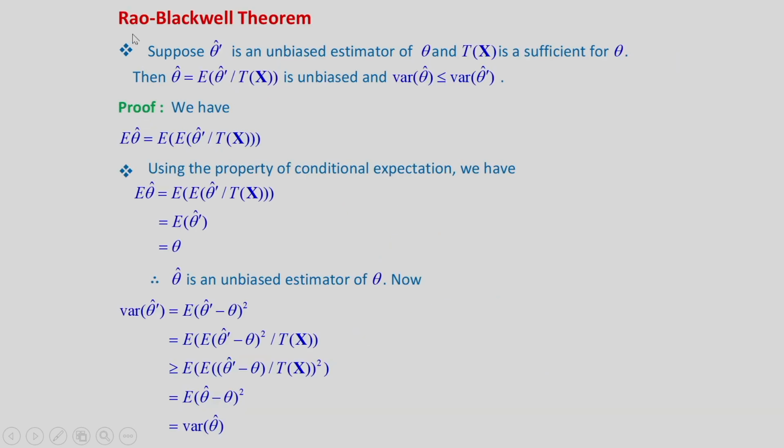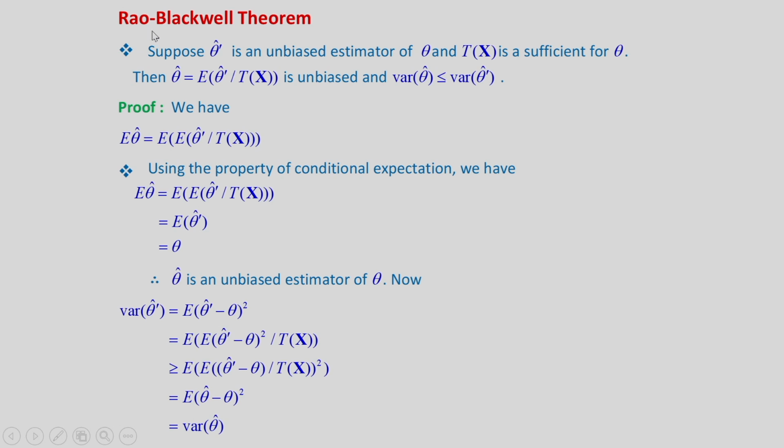Now, we will establish one very important theorem, the Rao-Blackwell Theorem. Suppose theta hat dash is an unbiased estimator of theta and T(X) is a sufficient statistic for theta. Then another estimator we will get, theta hat, that is the conditional expectation of theta hat dash given T(X). This is the conditional expectation. This is unbiased, not only unbiased, but its variance of theta hat is less than or equal to the variance of theta hat dash.